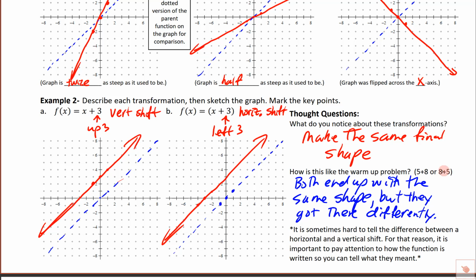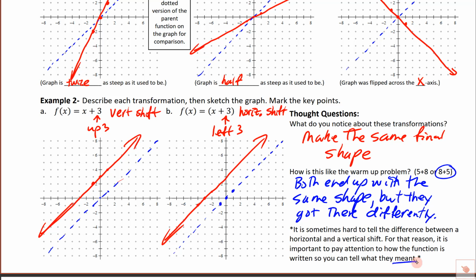In this case, they meant 5 more than 8. It would have been this one right here. In this case, even though we know we end up with the same graph, it's better to think of this as a horizontal shift. So we're taking those 3 key points and moving them over here. And in this case, we're thinking of it as a vertical shift. We're taking these 3 key points and then we're sliding them straight up. So sometimes it's hard to tell, but it's a really good thing to be aware of, the difference between a horizontal shift and a vertical shift, and always go with what they meant.